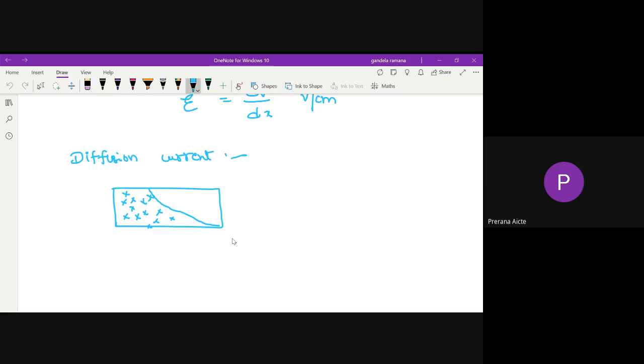So it moves from higher concentration to lower concentration, and that type of current is called diffusion current. This diffusion current is independent of electric field. It depends on concentration gradient.